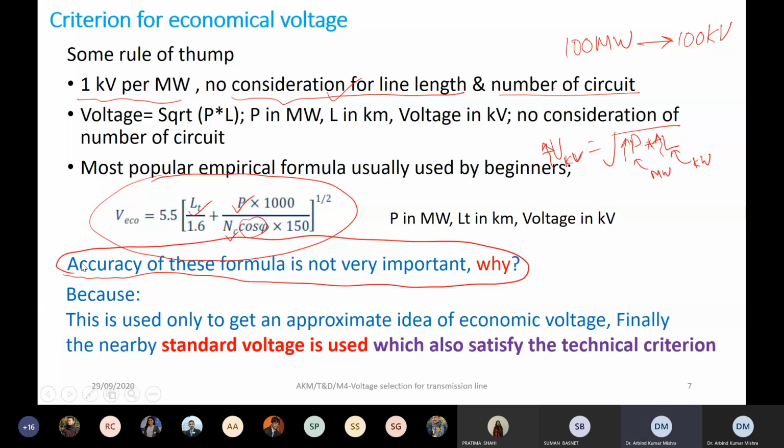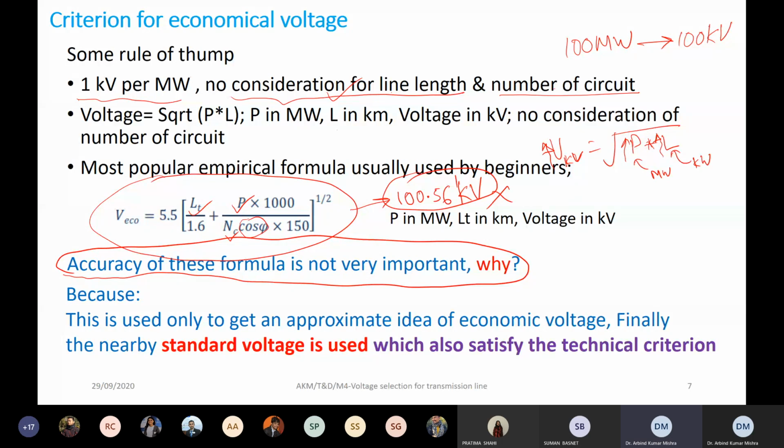Why? Because suppose you are getting from here, for a given set of P to be transmitted, a length to be transmitted, number of circuits, cos phi, each and everything you have. And now suppose you have calculated this as 100.56 kV, right? Suppose you have calculated for a set, it's possible. Now, are you going to use this voltage? No, I cannot use a 100.56 kV transmission line.